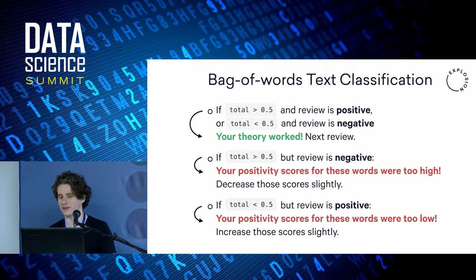And then if we overestimate the positivity score, we would just decrement the positivity score that led to that prediction. And similarly, if we underestimated the positivity score, if the total was less than 0.5 but the review is positive, well, we want to increase those scores slightly. And so this is just a perceptron algorithm, right?